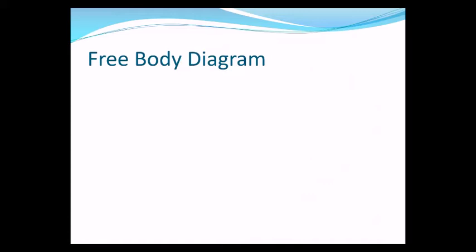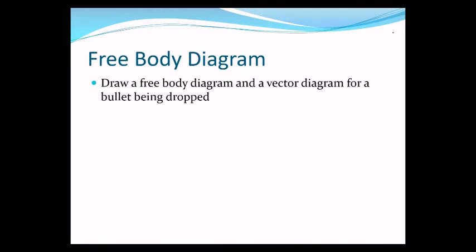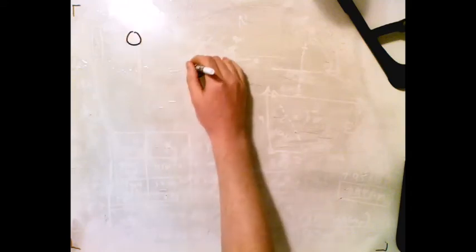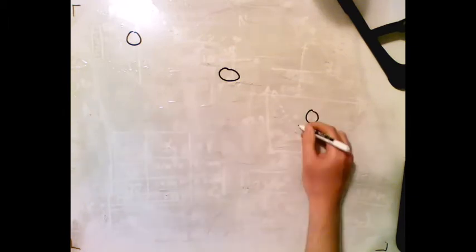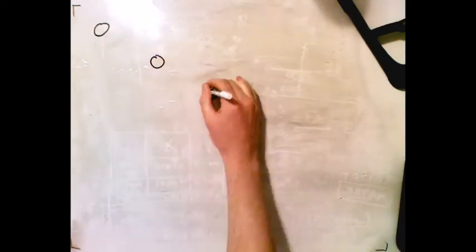Projectile motion. And let's explain why that happened in the Mythbusters video. What we're going to do is draw a free body diagram and a vector diagram for the bullet that's being dropped. We're going to draw 3 different positions: immediately when it leaves the hand, again when it's halfway, and then the bullet right before it's about to hit the ground. I'm just going to give myself a little bit more space.